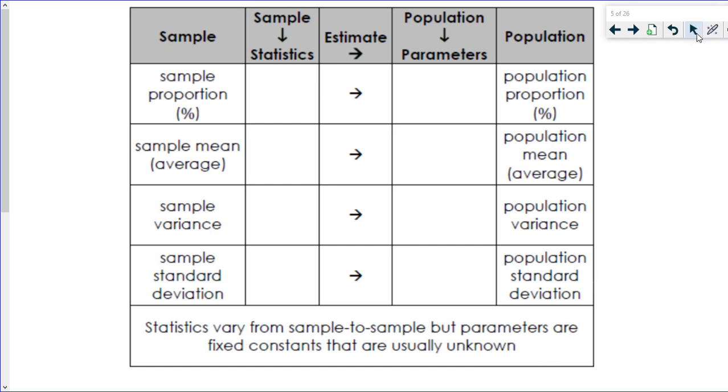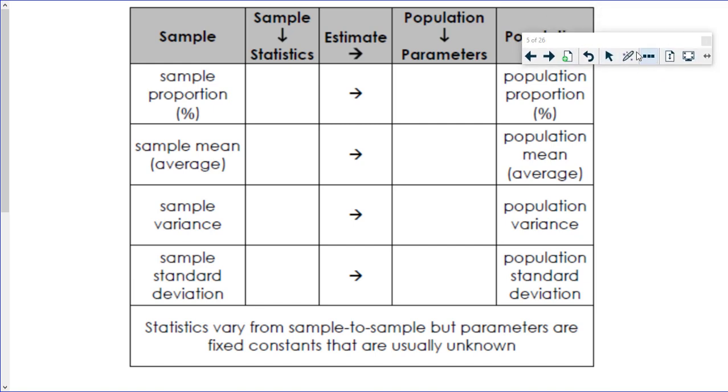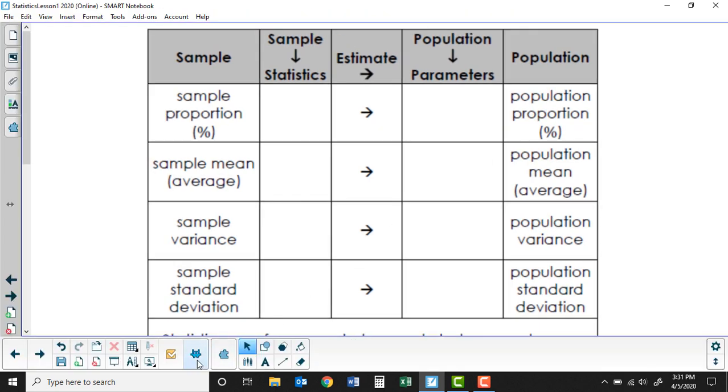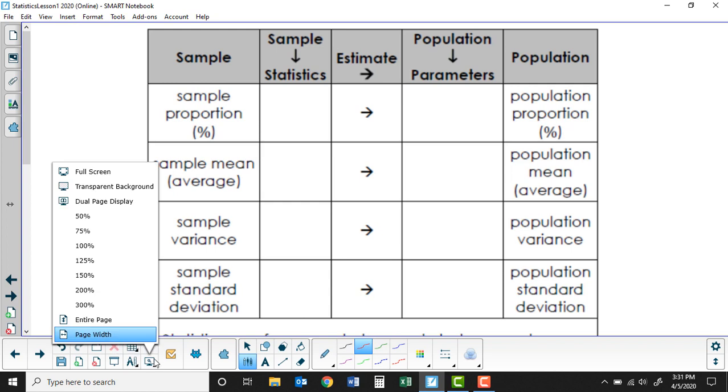Let me see if I can get my marker here. I guess I got to do this to get my pen. All right. Let me go back to full screen here.